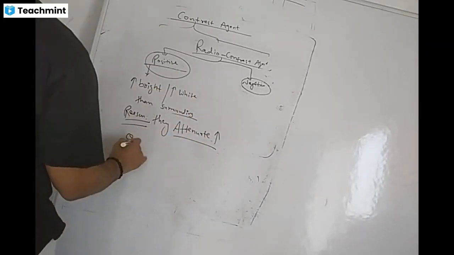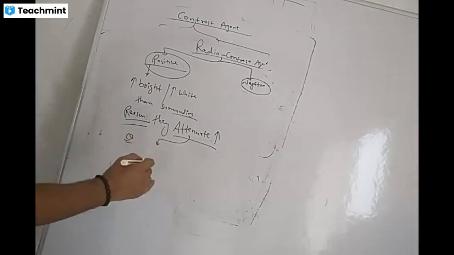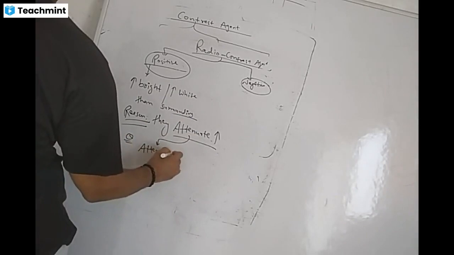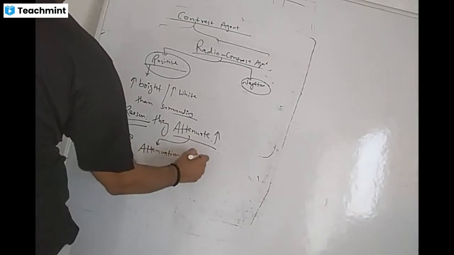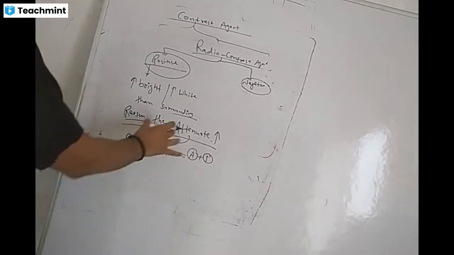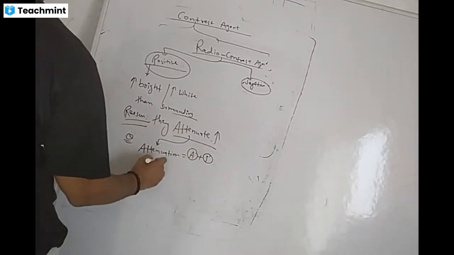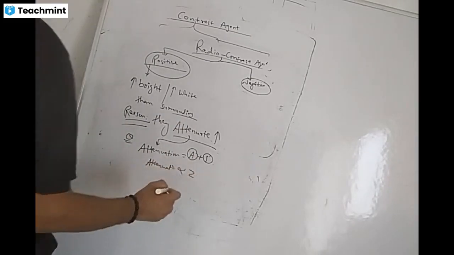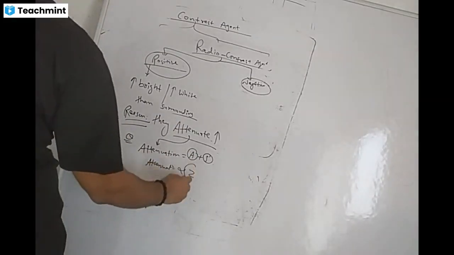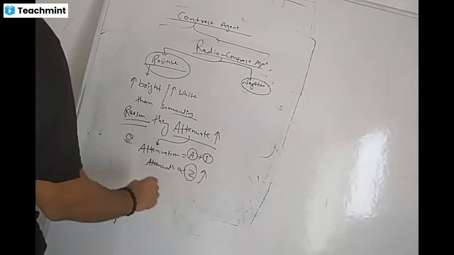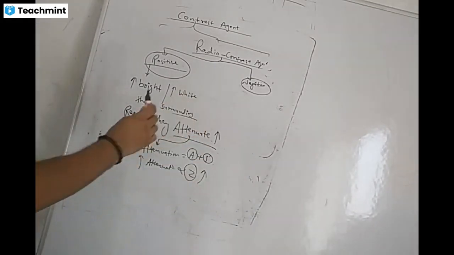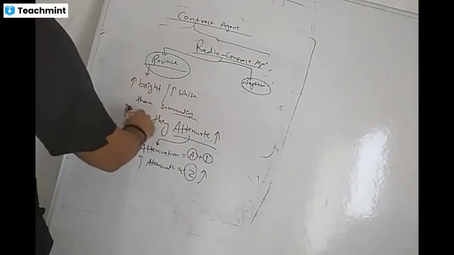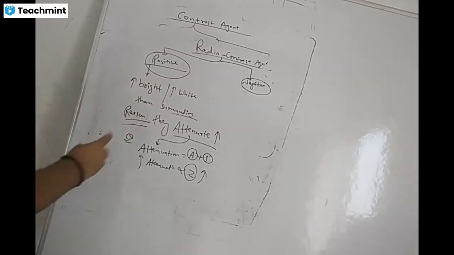Next question is why they attenuate more? Attenuation means absorption plus scattering. Why do they attenuate more? Because attenuation is directly related to atomic number. They have a higher atomic number, so they attenuate more. They attenuate more, that's why they are whiter and brighter than the surrounding.